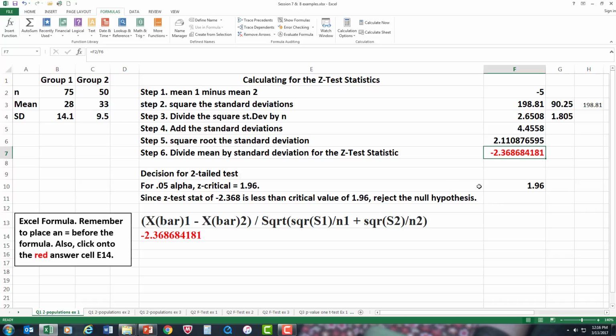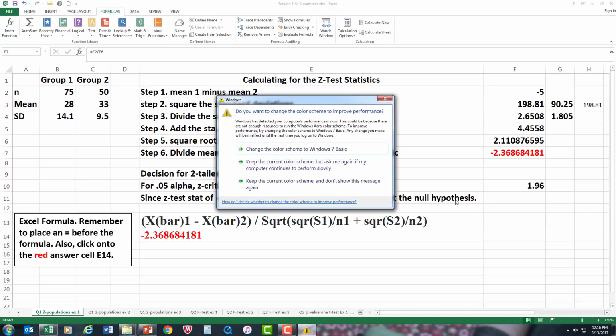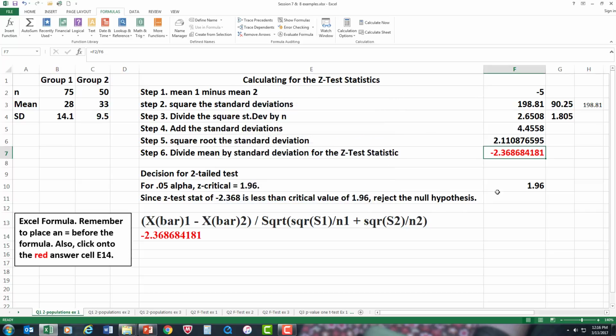So everything is fine. No, everything is not fine. Now you would accept the alternative hypothesis in this case.